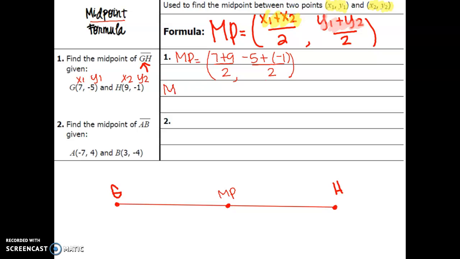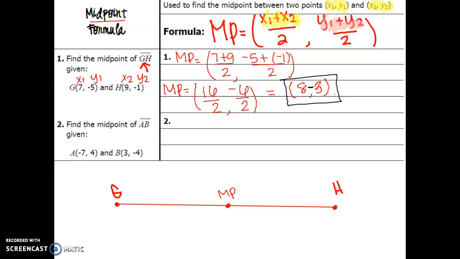So my next line, I'm going to add: 7 plus 9, that's going to be 16, divided by 2, comma, -5 plus -1, that is the same thing as saying -5 minus 1, so that is going to be -6. Divide that by 2. And then my very last step, 16 divided by 2, that's going to be 8. And -6 divided by 2, that's going to be -3. Sorry that came out so squiggly, but in the end, that is going to be our answer. That is all you do.